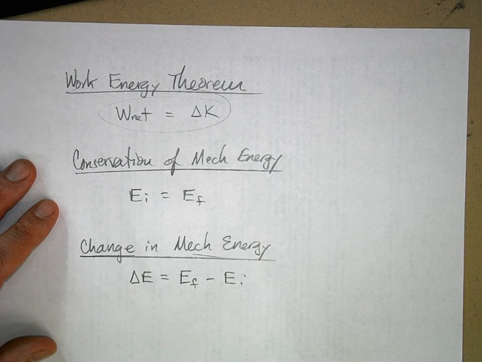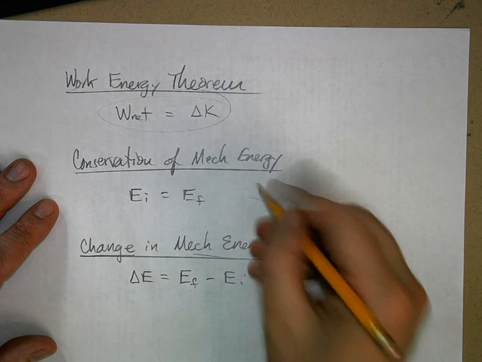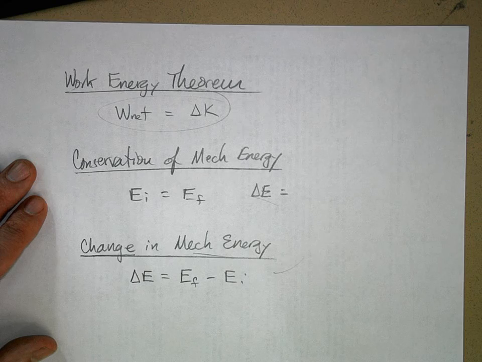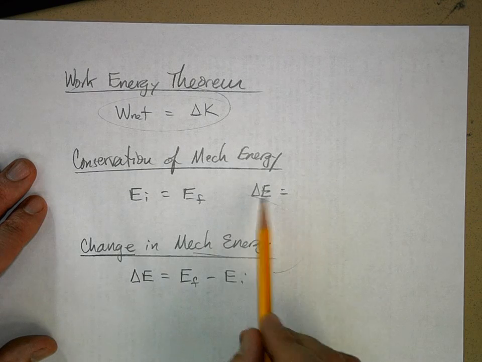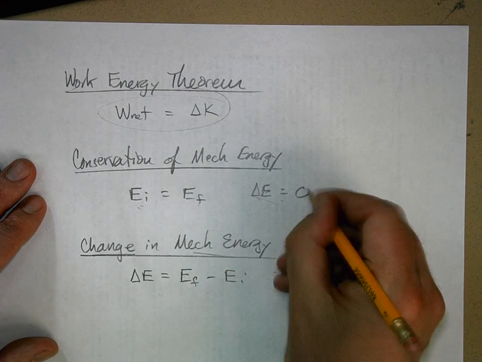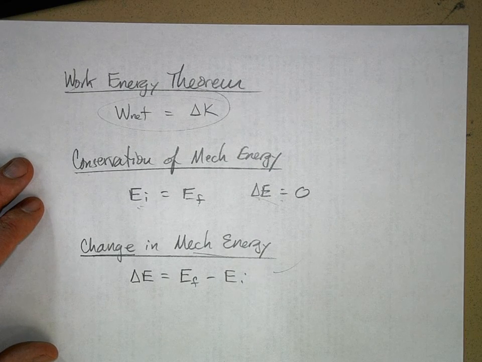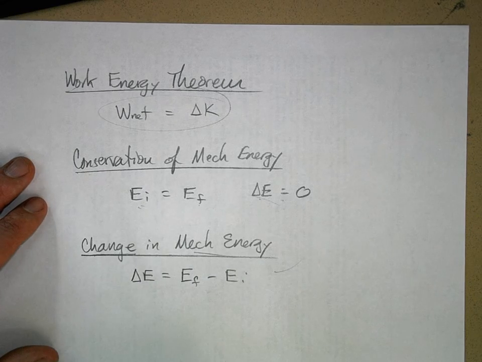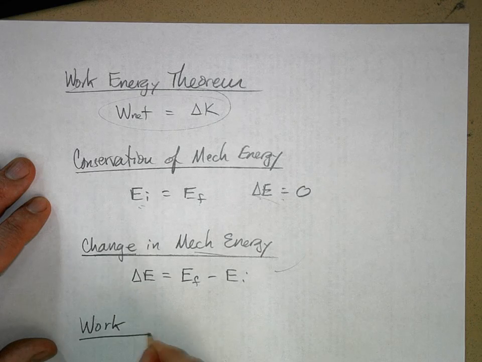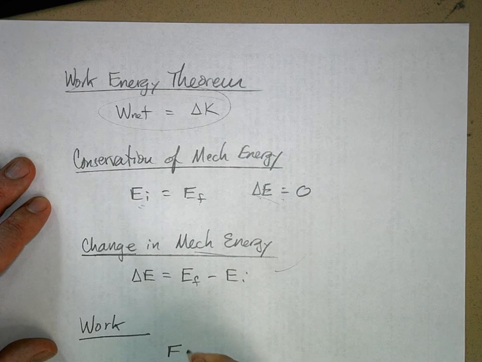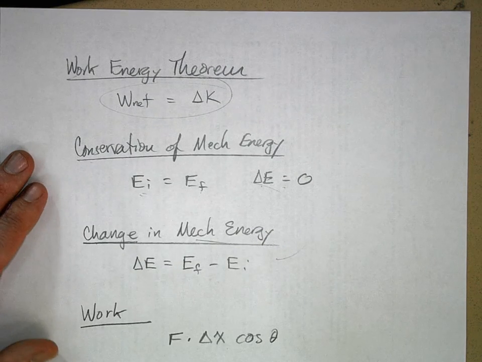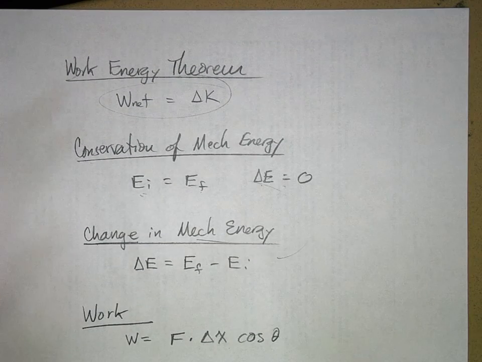By the way, what would delta E be up here for conservation of mechanical energy? What would delta E equal if E initial and E final are the same? It would equal 0, right? And then of course, you'll have work problems. I'm sorry, that should have been the first kind. The work problem is just force times displacement times the cosine of the angle between. That's what work is equal to. There'll be problems like that.